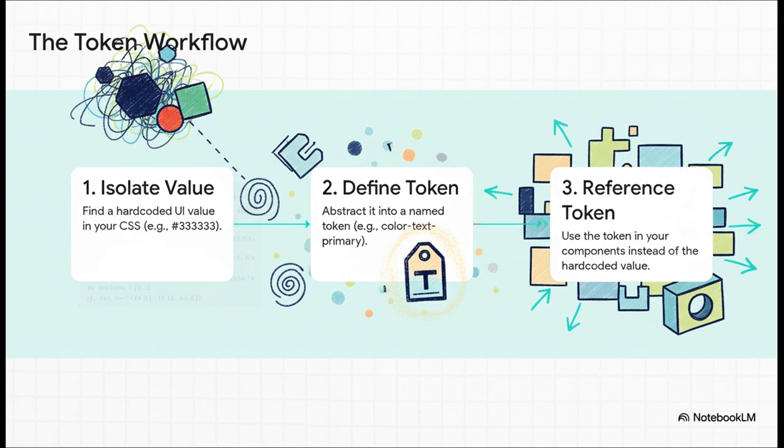First, you hunt down any hard-coded value in your CSS, like a hex code for a color. Step 2, you pull that out and give it an abstract name, a token, like color text primary. And finally, you reference that token in your components. So now, instead of being stuck to a specific color, your component is tied to a concept.